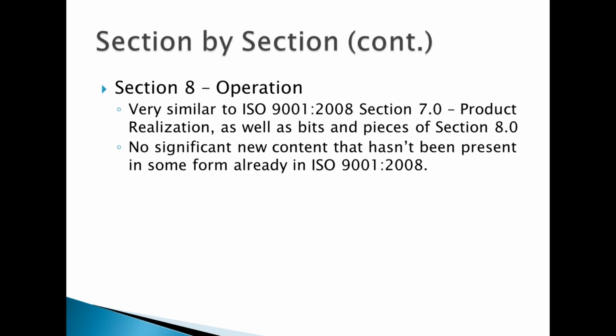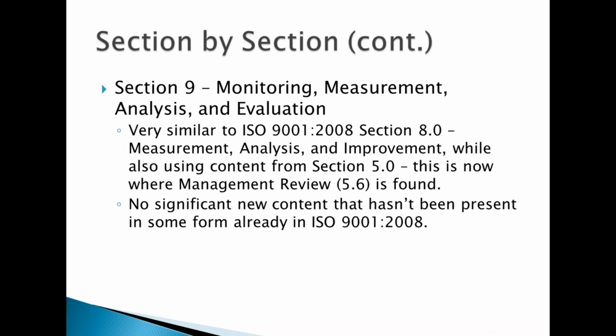Section 8, almost without exception, is all content that was already present in 9001:2008. Absolutely no significant new content. And that's also true for Section 9. The only big difference here is that Section 9, towards the end of the standard, is now where we find management review. Of course, management review was a little bit earlier in the 9001:2008 standard.